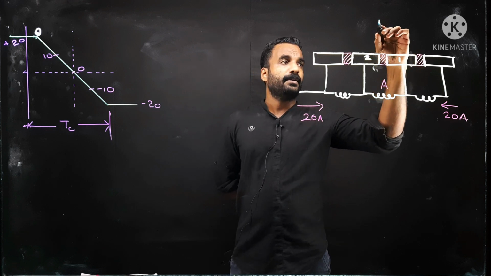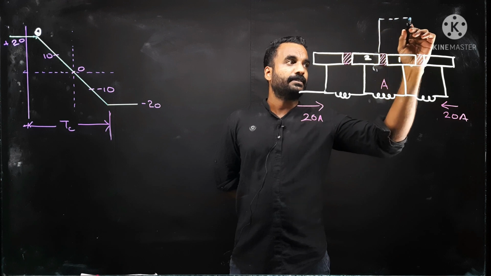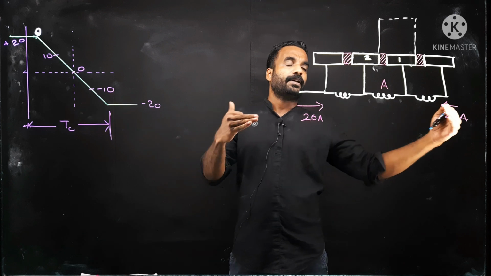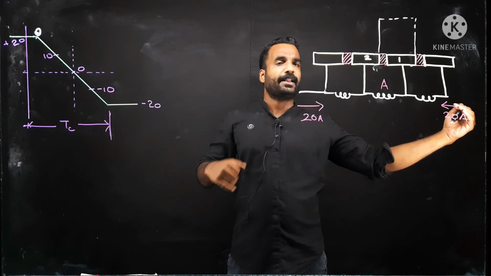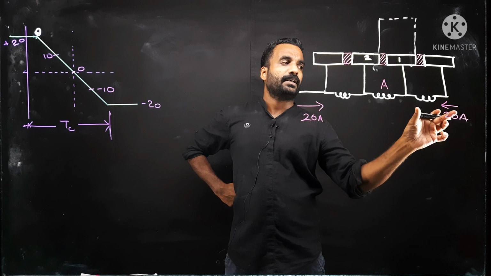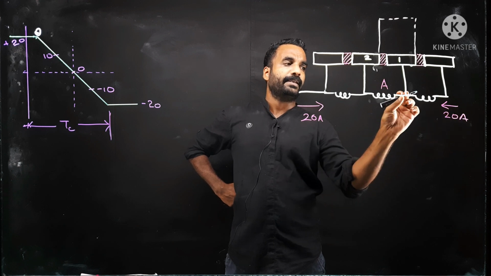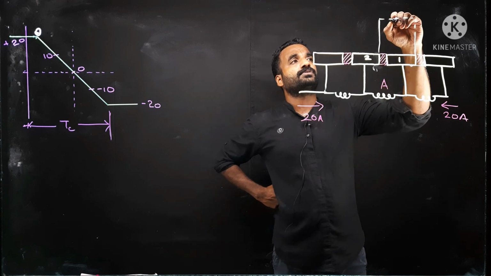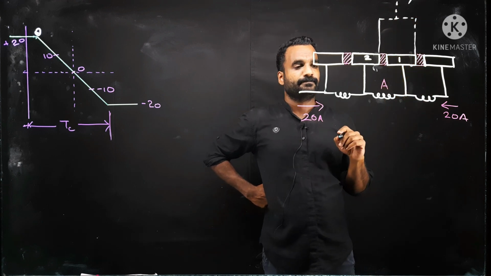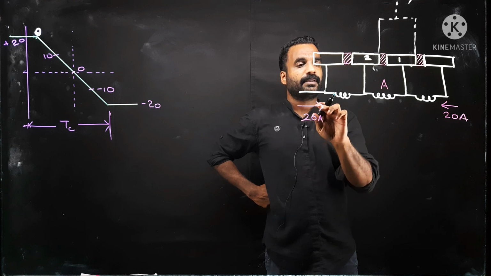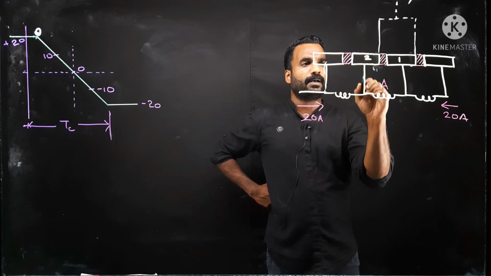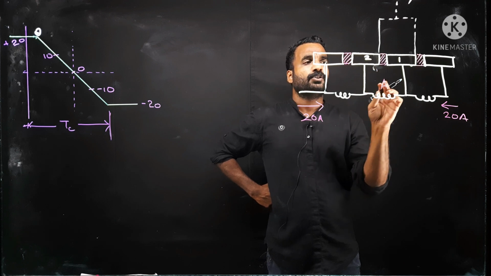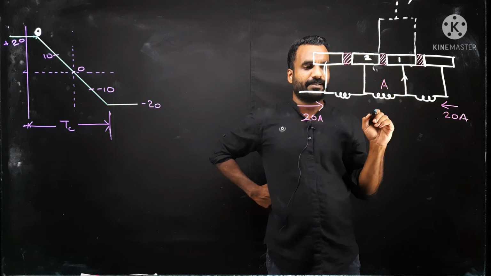The brush will be placed in this position, because we are having 20 ampere from the left side and 20 ampere from the right side. Both the 20 ampere will meet here, because one and only path for the current to go outside is this brush. So there is no path through this connection, because this is insulation. The red color marking is insulation.